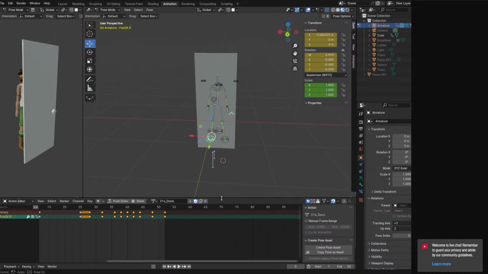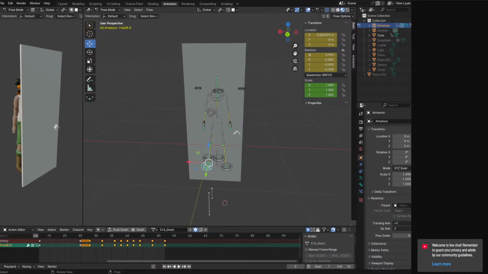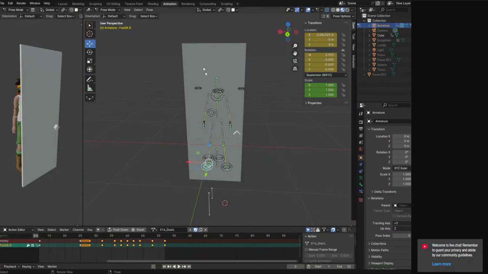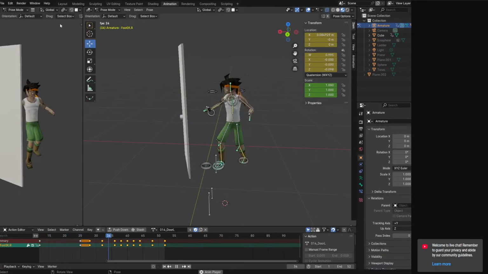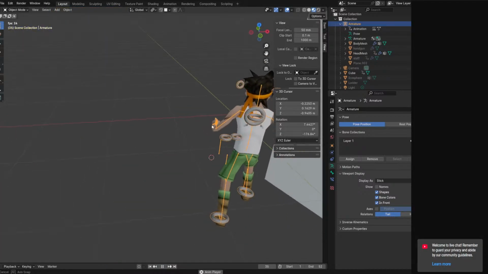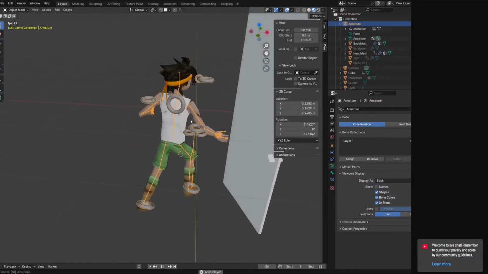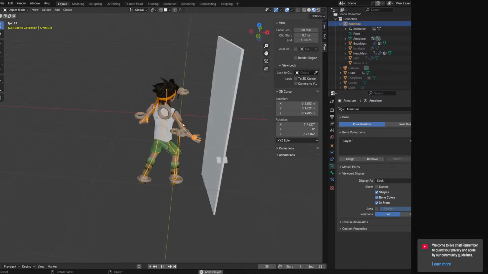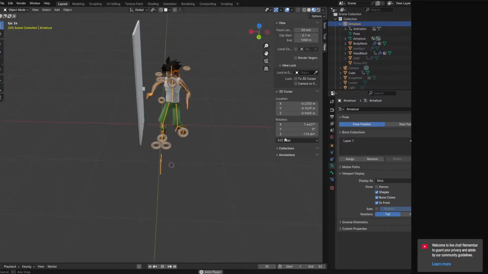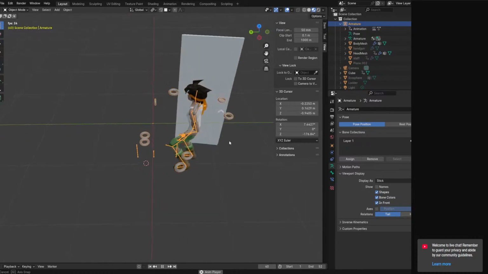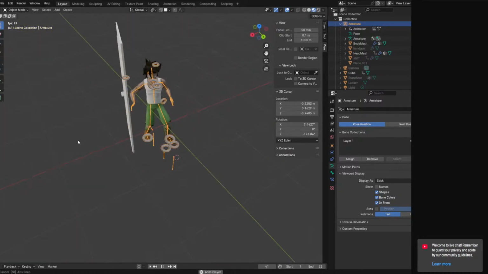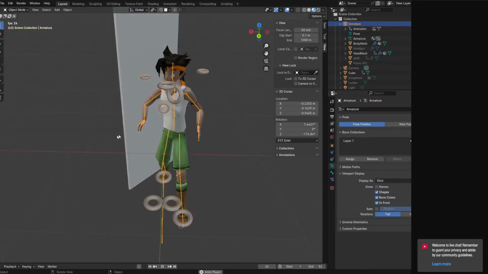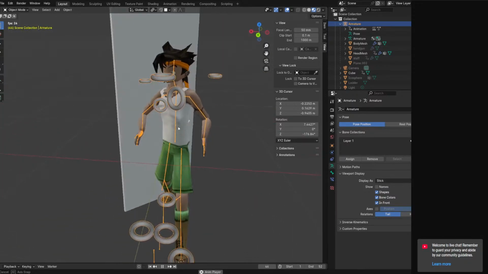Okay, let's actually play the animation. See how it looks. Oops. I think that's a major improvement. I don't know, what do you think?